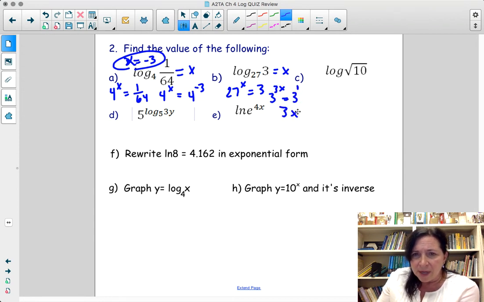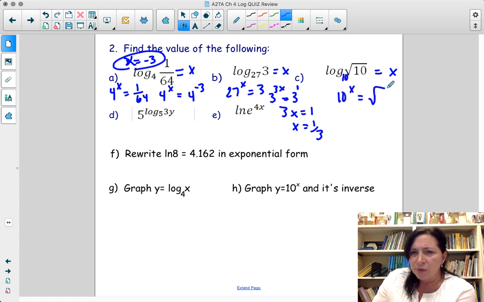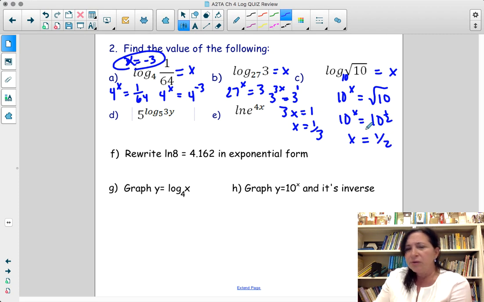So we have 3x equals 1, so x equals 1/3. This one right here, again, this also was a repeating value. 10 to the x power equals the square root of 10. That's 10 to the x power equals 10 to the 1/2. So x is equal to 1/2 after the bases are equal.